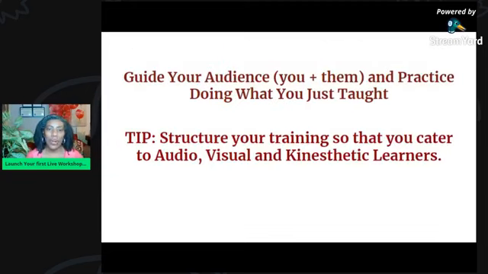Now, guide your audience, you and them, and participate doing what you just taught them. Whatever it is that you're teaching, do audience participation and interaction, and structure your training so that you can cater to visual, audio, and kinetic listeners, because people learn at different styles and at different rates.